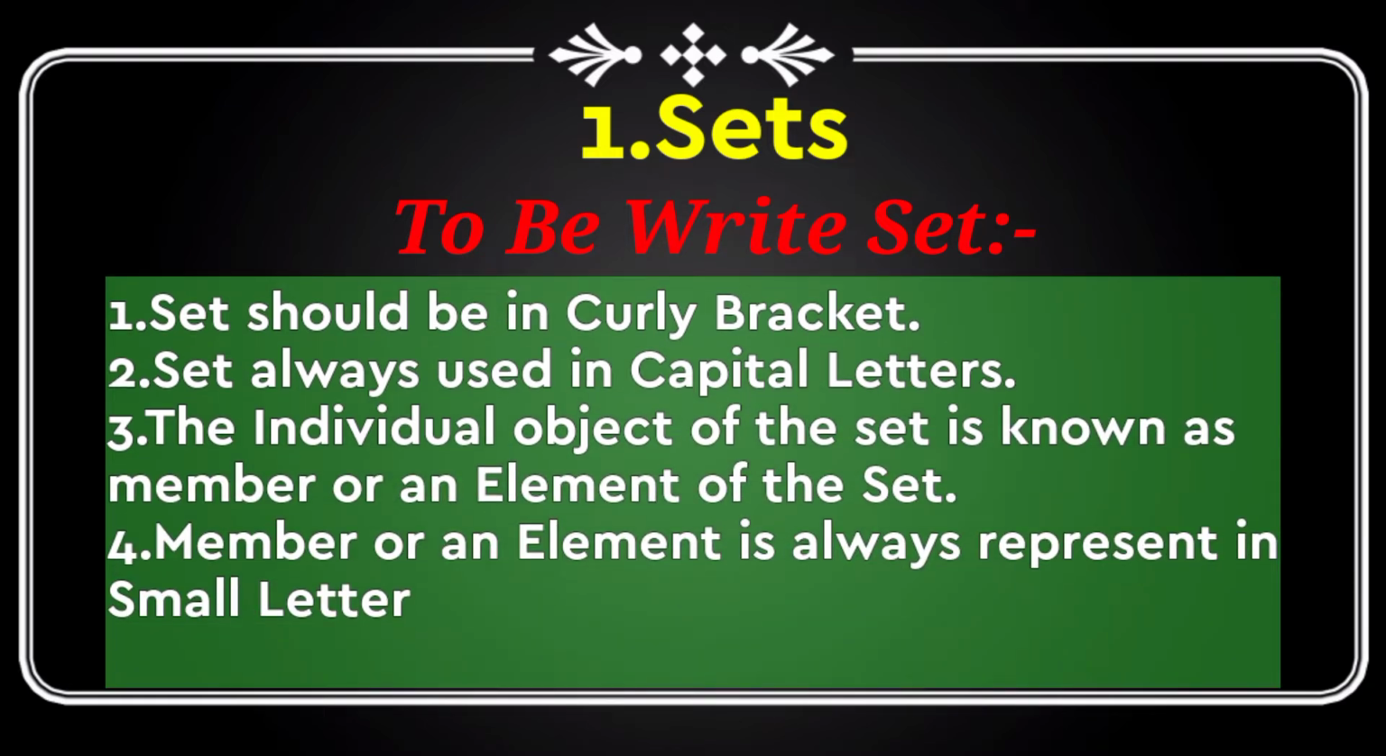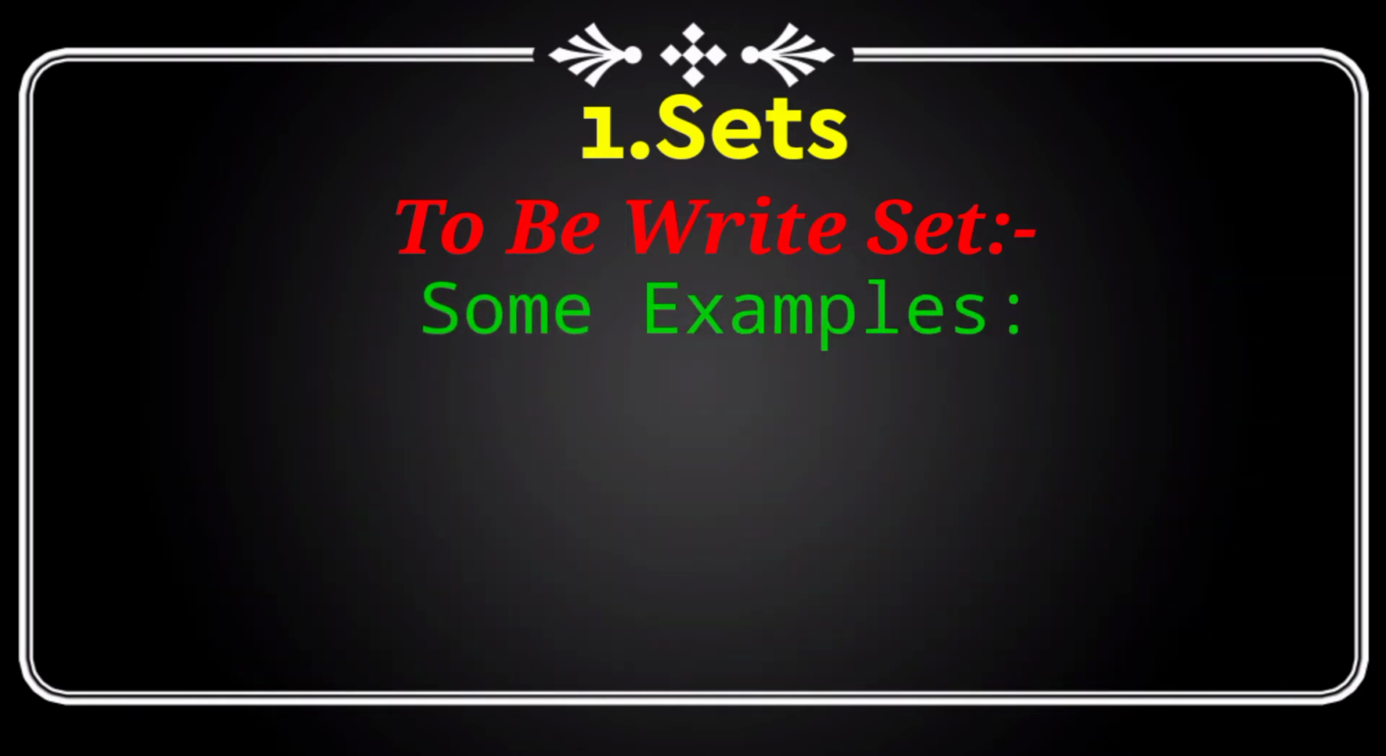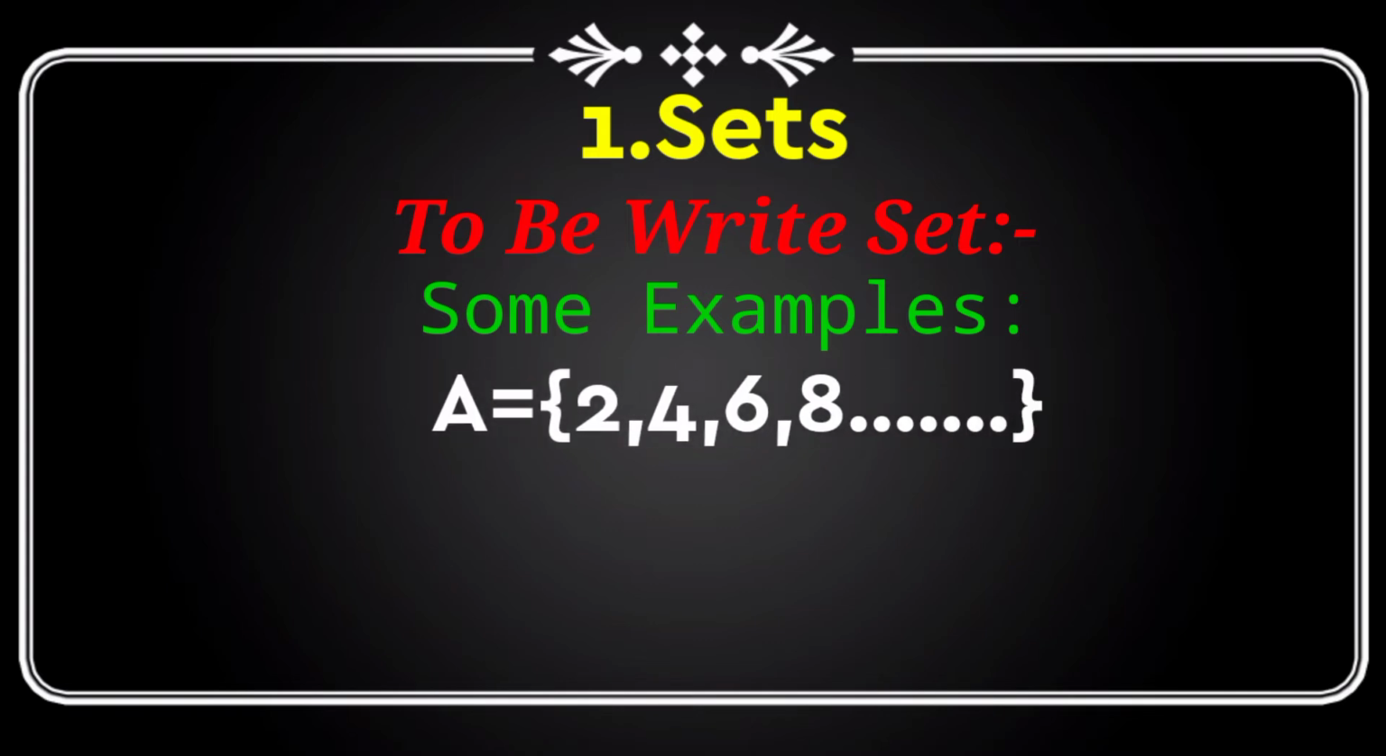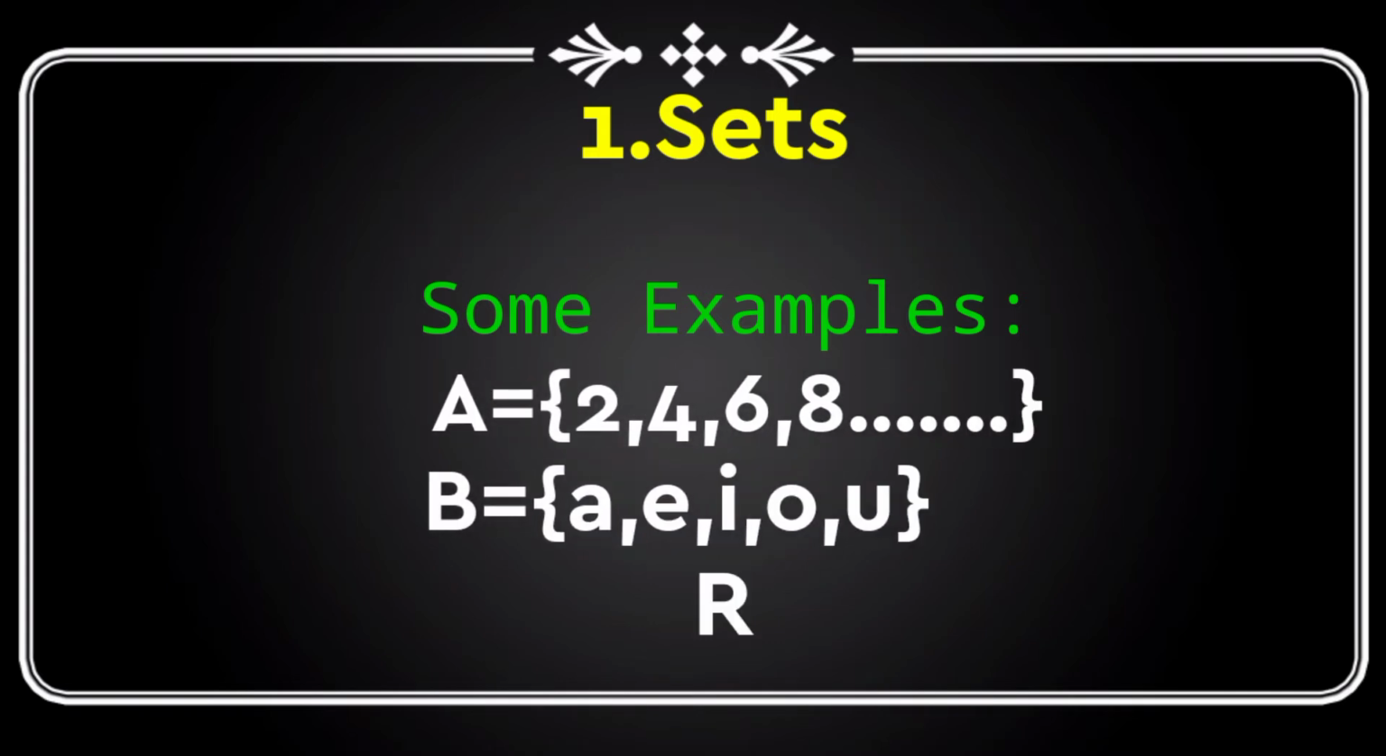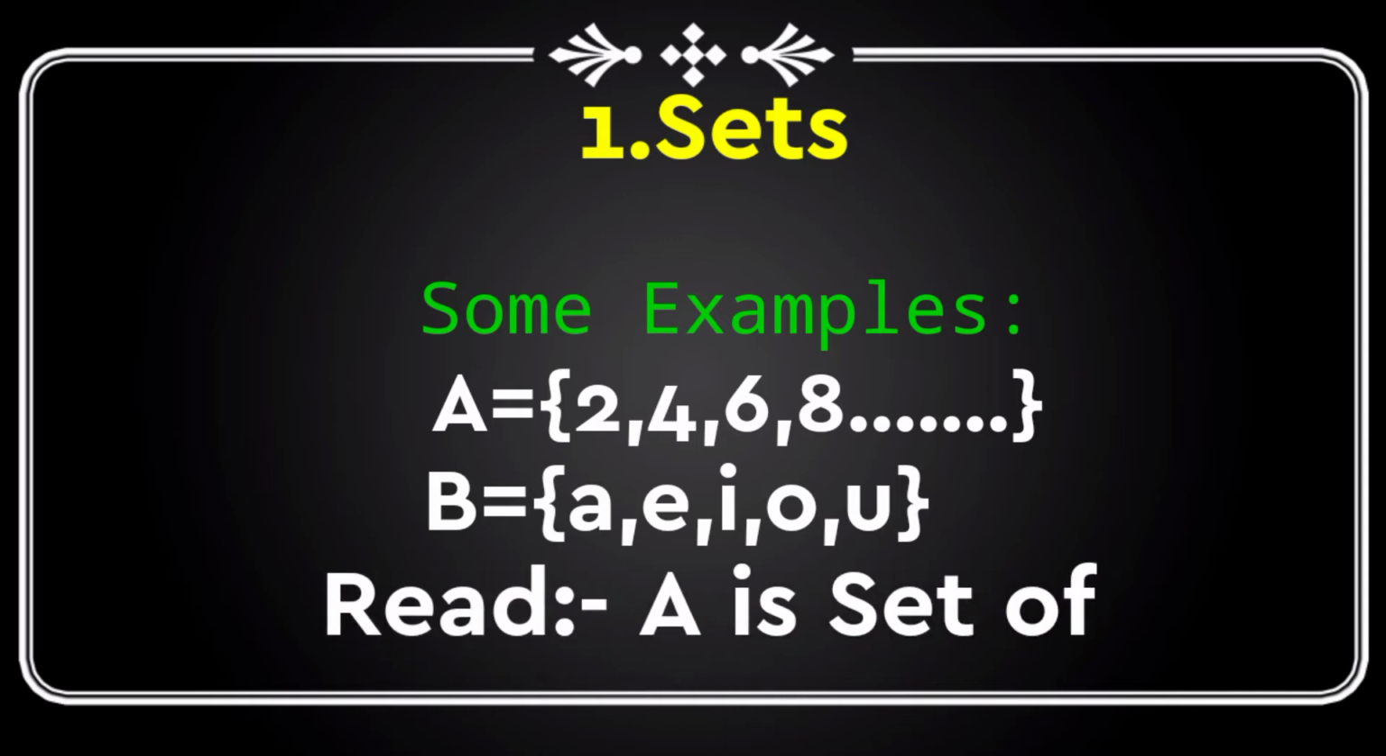The individual object of the set is known as a member or element of the set. A member or element is always represented in a small letter. Some examples: A is a set of 2, 4, 6, 8. B is a set of a, e, i, o, u. Read as: A is a set of even numbers.